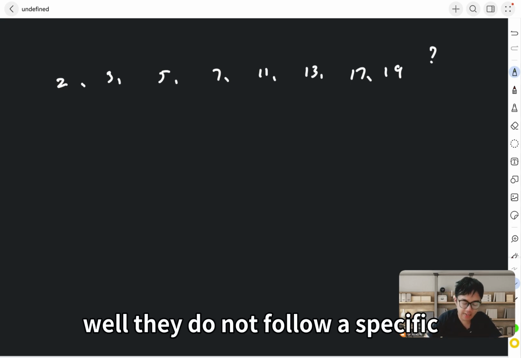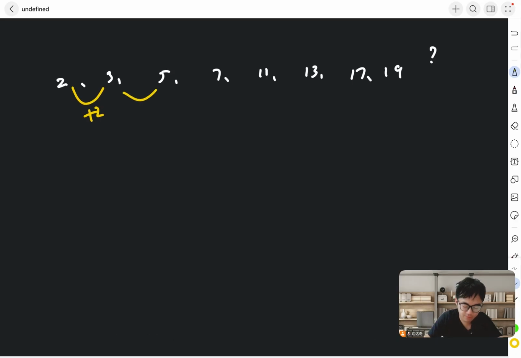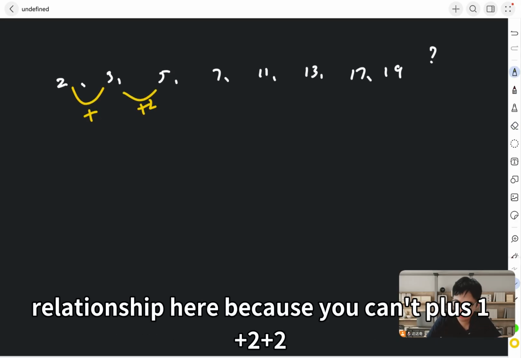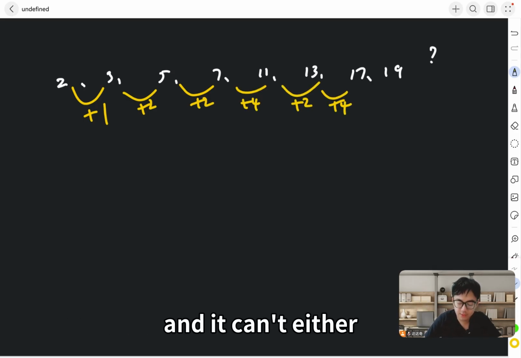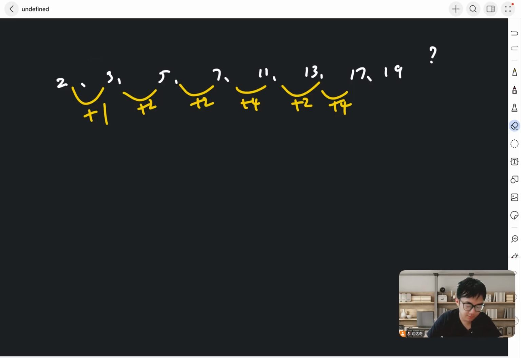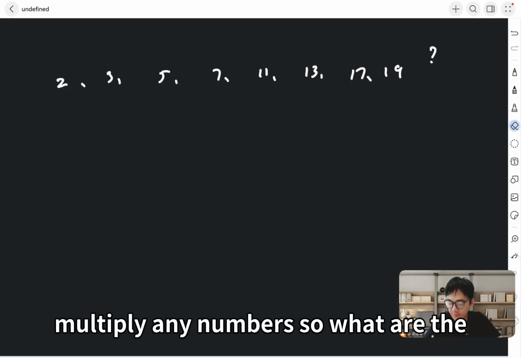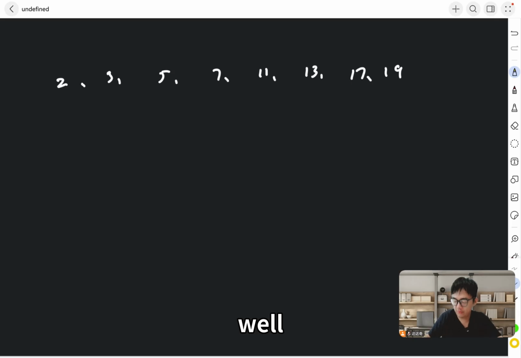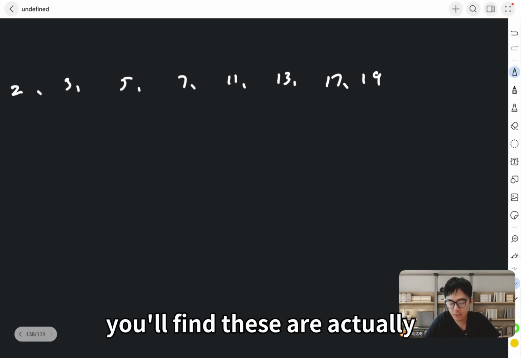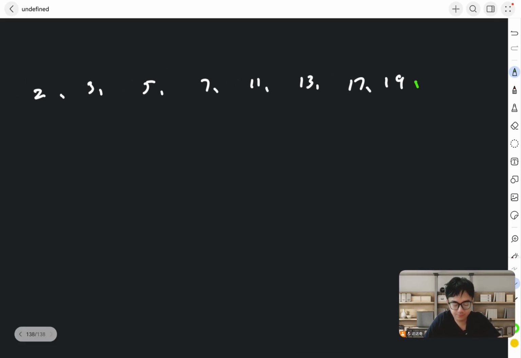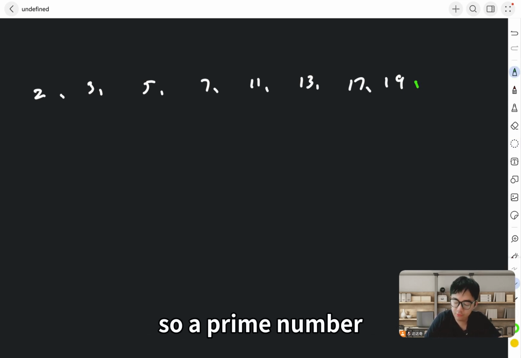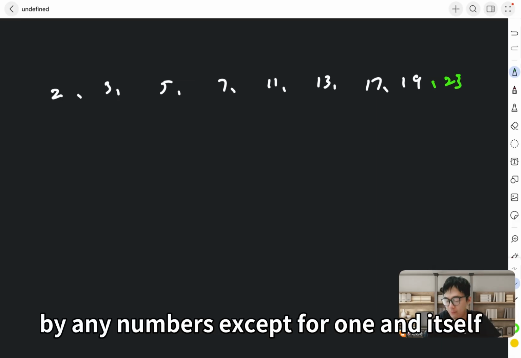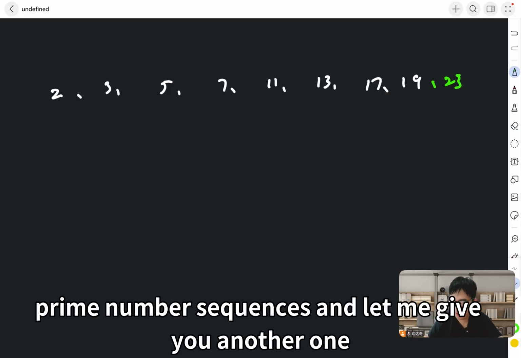Well, they do not follow a specific relationship here because you can't just add 1, 2, 2. There seems to be no pattern, and you can't multiply by any number either. So what is the common pattern here? Well, if you are sensitive to numbers, you'll find these are actually prime numbers. So the next one would be 23. A prime number cannot be divided by any numbers except for 1 and itself. So these are prime number sequences.